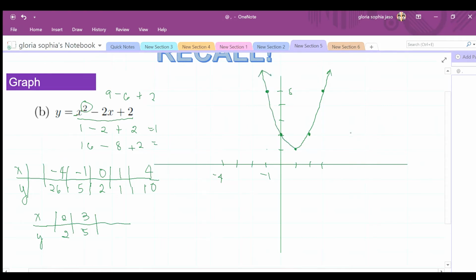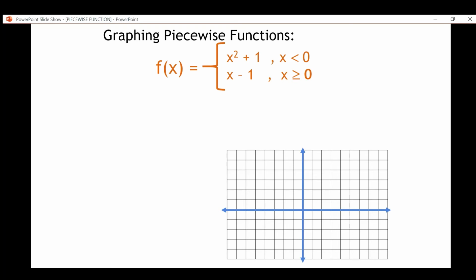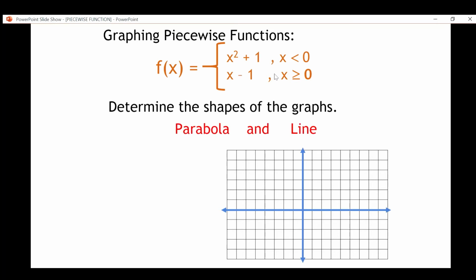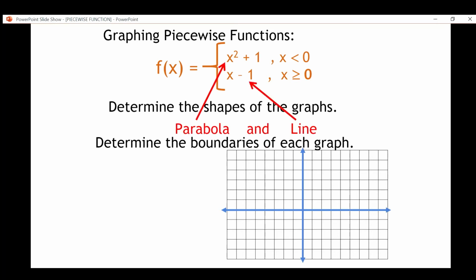Okay, so ganyan lang. Ngayon naman class, mag-graph na tayo ng piecewise function natin. So, what is the first step? So, first step is to determine the shapes of the graph. So, balikan natin yung common function natin. So, pag naka-second degree class, so that is a parabola. Yun yung lagi nyong tatandaan. Kapag naka-first degree, ayan, so that is a line. So, tatandaan nyo lagi yon. So, in this piecewise function, we have two graphs. So, the parabola and the line.